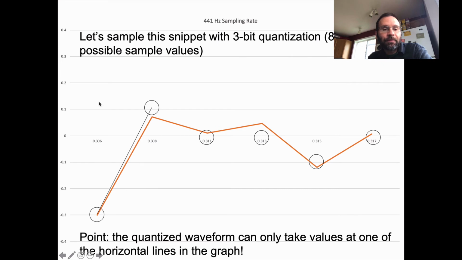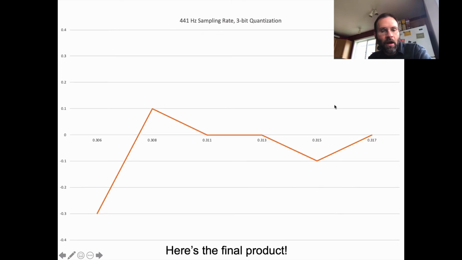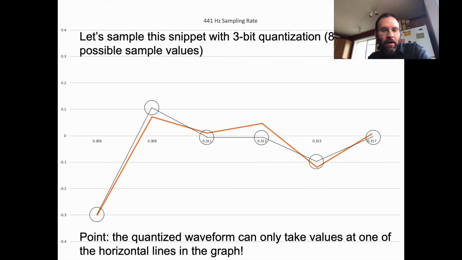So the ultimate representation I get is going to look like this. You can see it's fairly close to the original, maybe not so great here. But basically I have to squeeze it to one of these 8 possible output amplitude values. That's what I do when I'm quantizing things. It looks fairly similar to the original, but obviously not exactly the same. So this is the final product. Hopefully you can see how I made that conversion.